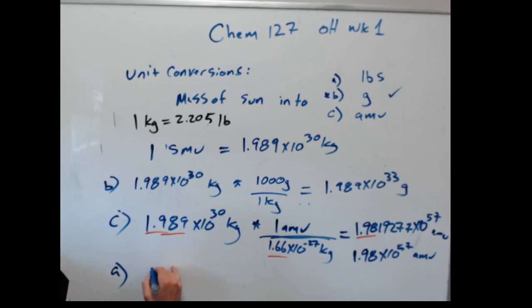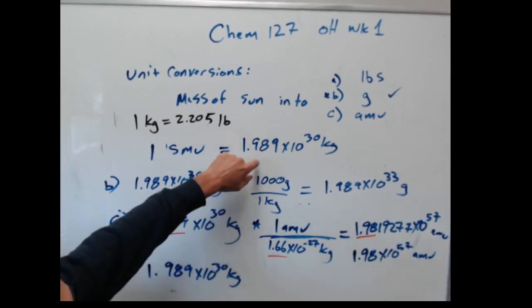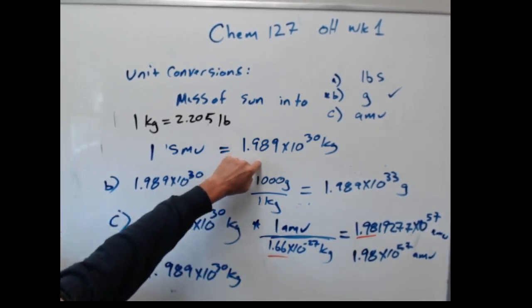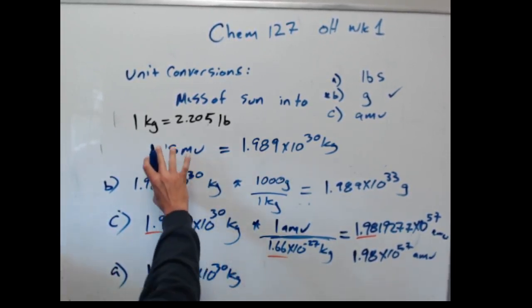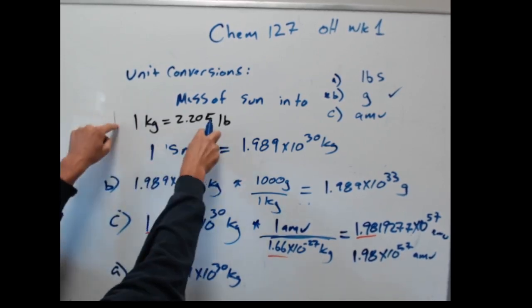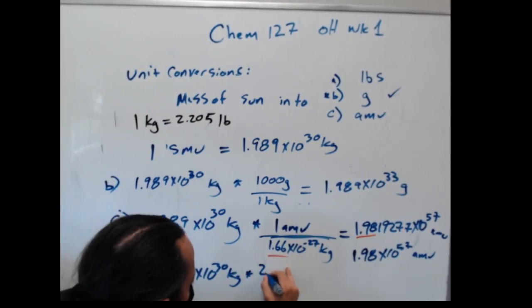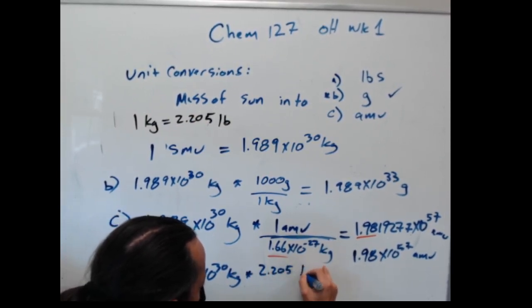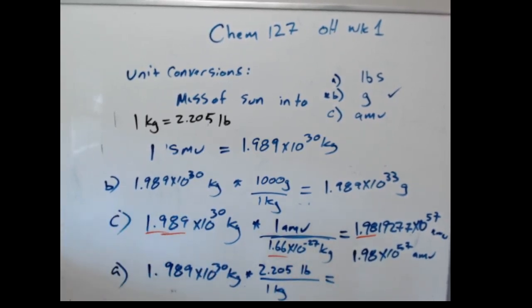So I'm going to take my 1.989 times 10 to the 30 kilograms. We also know this number to higher precision. We know the mass of the sun way better than 4 sig figs. But let's just go with it, right? Then I've got to rearrange this properly to get rid of kilograms and to keep pounds. So that's going to be 2.205 pounds per 1 kilogram. And that should get me the answer for that.